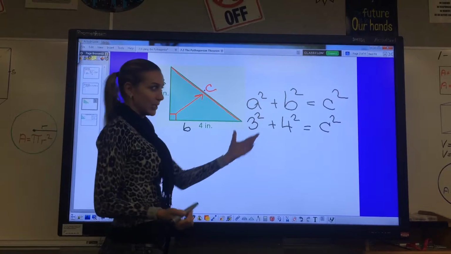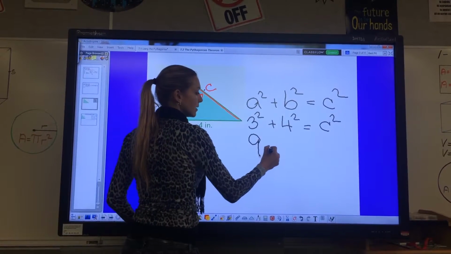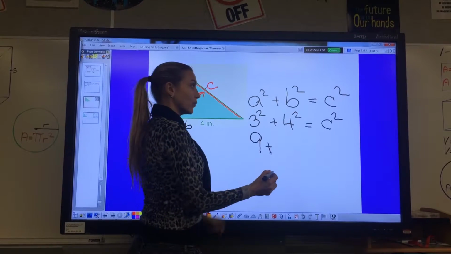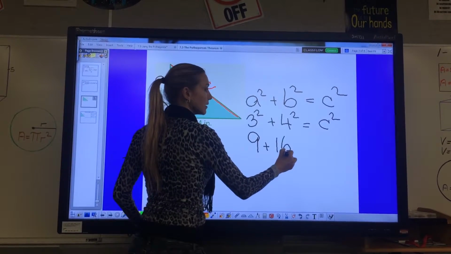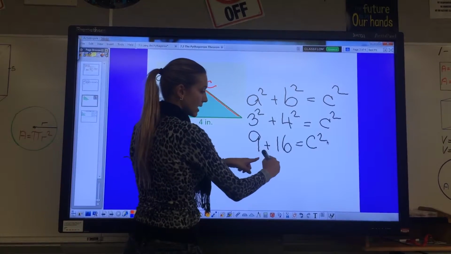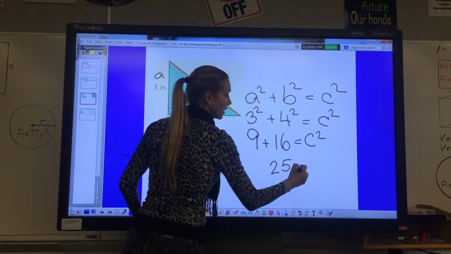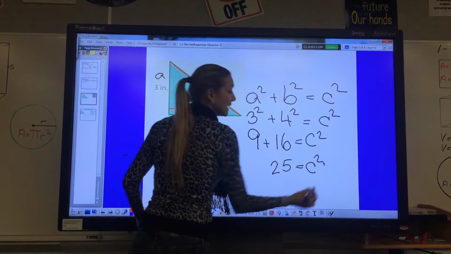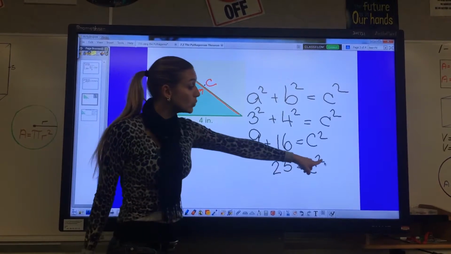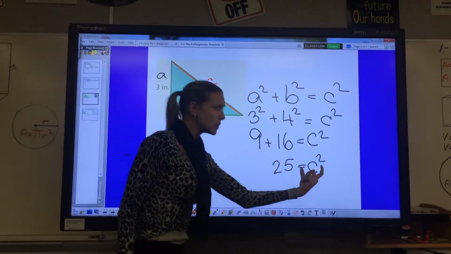Now I'm going to evaluate. 3 squared is 3 times 3, 9, plus 4 squared, 4 times 4, 16, equals C squared. Let's add these up. 9 plus 16 is 25, equals C squared. Now I am not done. I don't want to know what C squared is. I just want to know the C, just the one simple C.